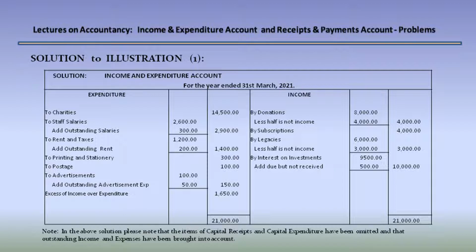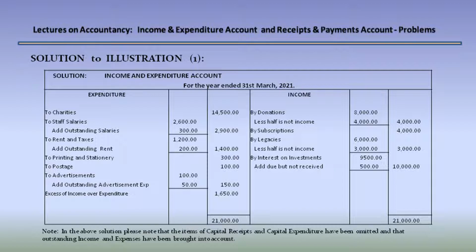To printing and stationery 300 rupees. To postage 100 rupees. Advertisements 100 rupees from the receipts and payments account, and add outstanding 50, totaling 150 rupees in the outer column. Excess of income over expenditure 1,650. This is the balancing figure after recording income on the other side.